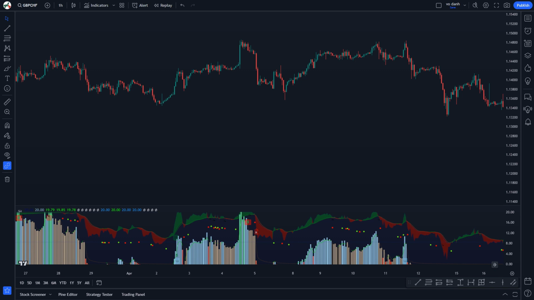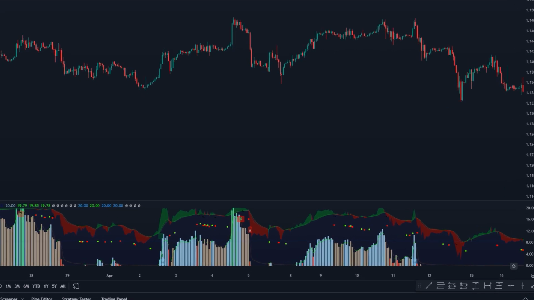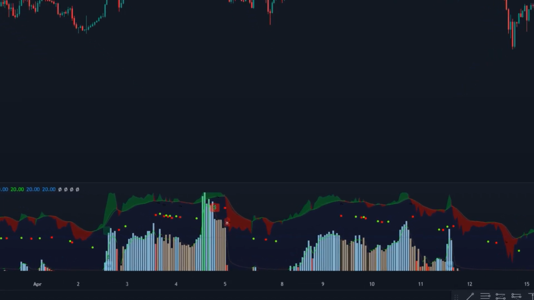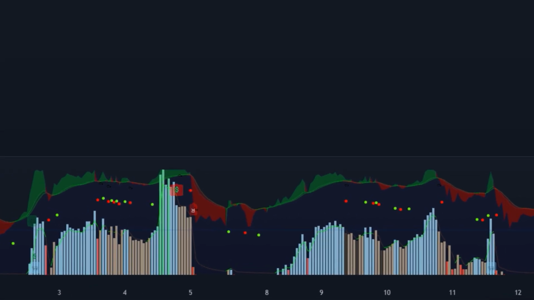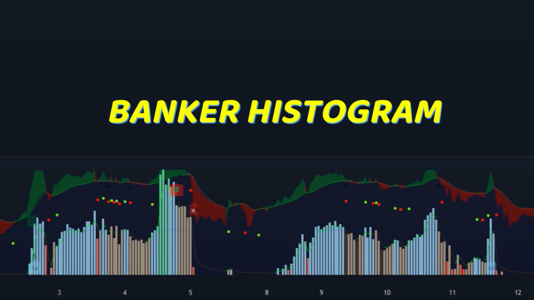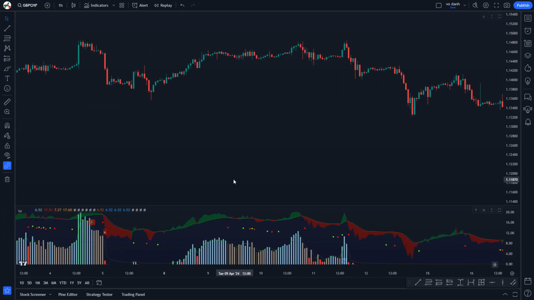And then later in the video, we will explore exactly how to use this indicator to trade alongside institutional traders to make massive profits. Now, the main component of this indicator is going to be this histogram right here, that changes color between light blue, light green, brown, red, and sometimes black. This is called the Banker histogram. And here is its life cycle.